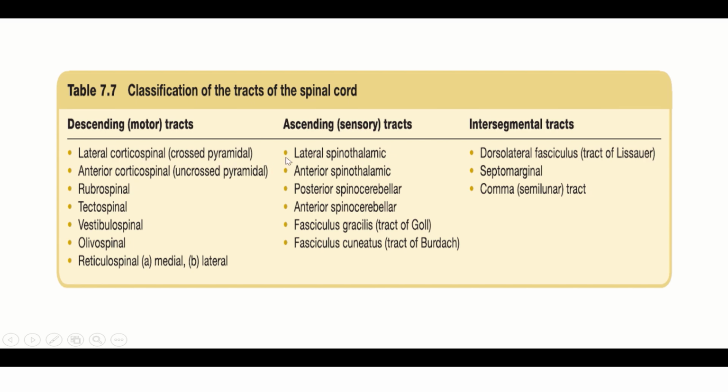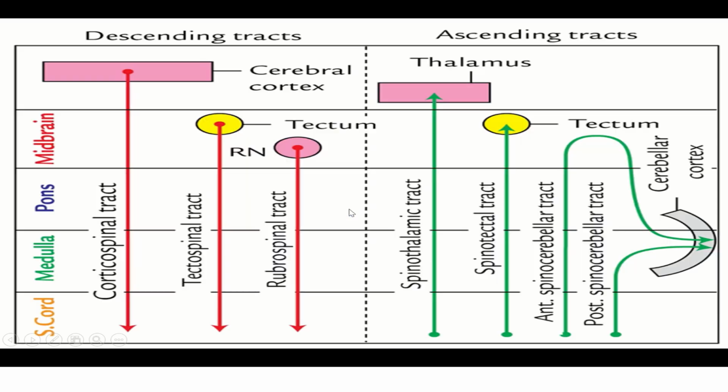Ascending tracts will be opposite, everything starts with spino. Like spinothalamic tract: if it is going on the lateral side, lateral spinothalamic; if it is coming anteriorly, anterior spinothalamic. Then spinocerebellar, from spinal cord to cerebellum. Spinothalamic, from spinal cord to thalamus. And then we have fasciculus gracilis and fasciculus cuneatus, both together called the dorsal column pathway. We'll see what it is now. Then intersegmental tracts like the dorsolateral tract of Lissauer, the septomarginal tract, and the comma tract or semilunar tract.